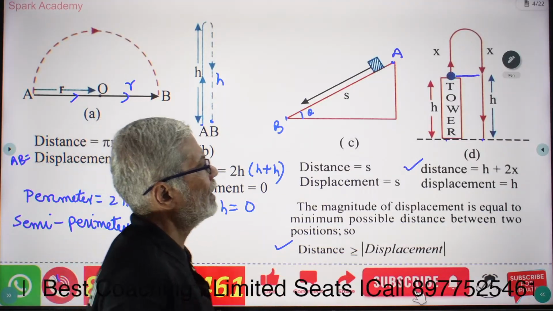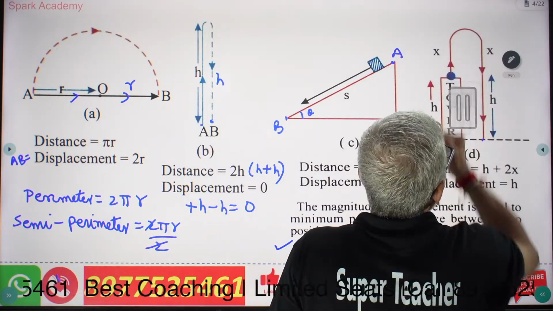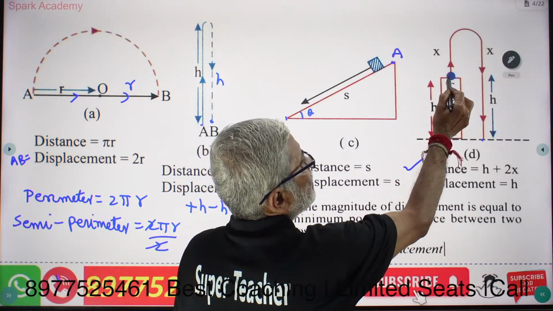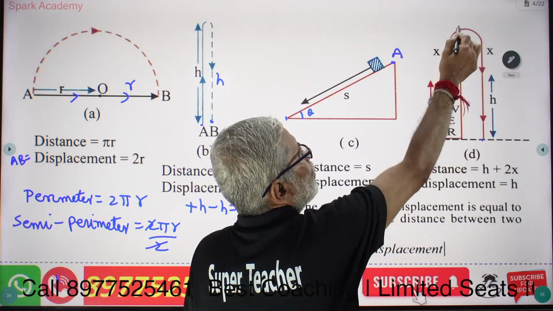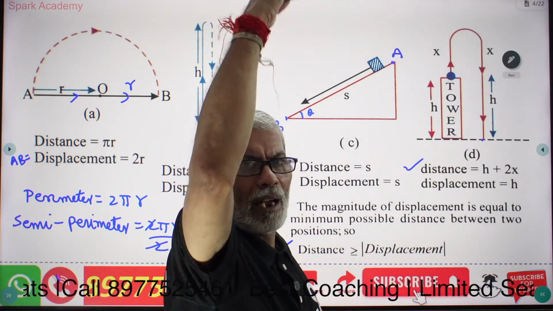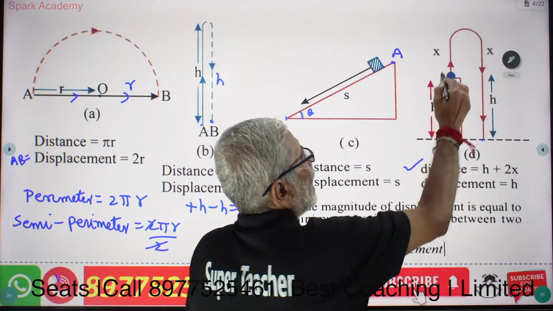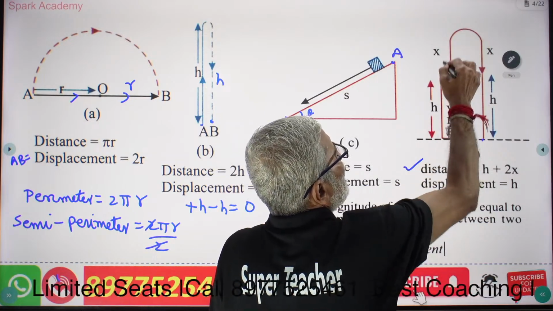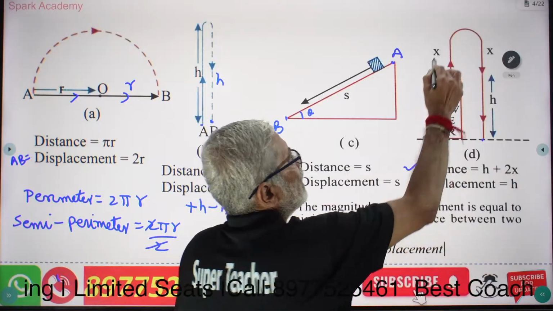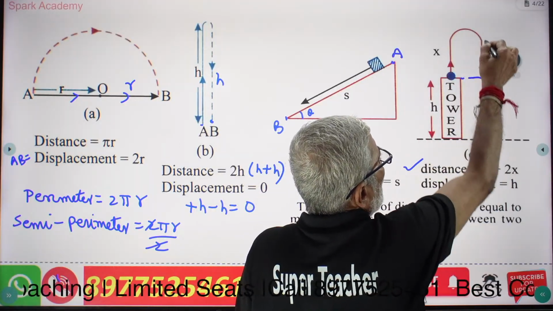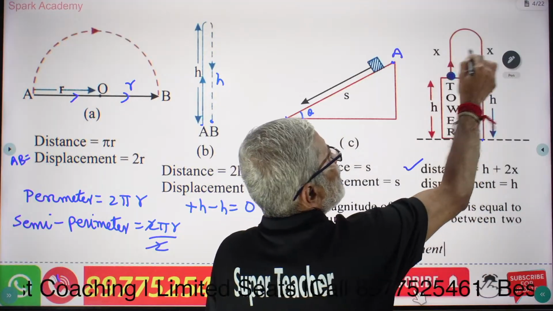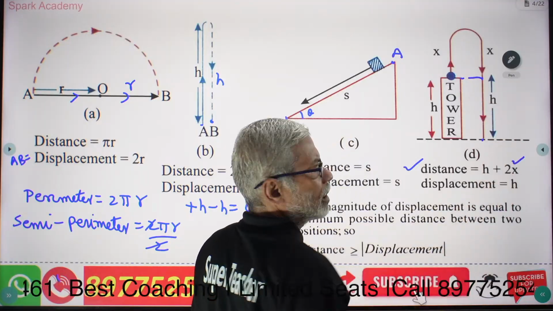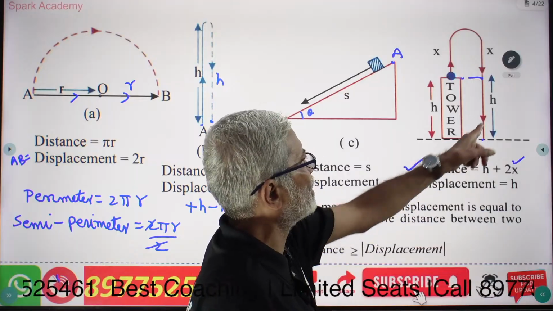Okay. And here is another example: there is a tower of height h. What is the event? A body is thrown up. So the body goes up, and you know that the final velocity at maximum height will be 0. Against gravity it is going, so it will slow down. Suppose the body goes up to here. It travels a distance x. Then again it comes down to the level of the tower. Again it travels distance x. So x plus x will be 2x. And then from here it has to come down, h. So h plus 2x is the distance traveled.